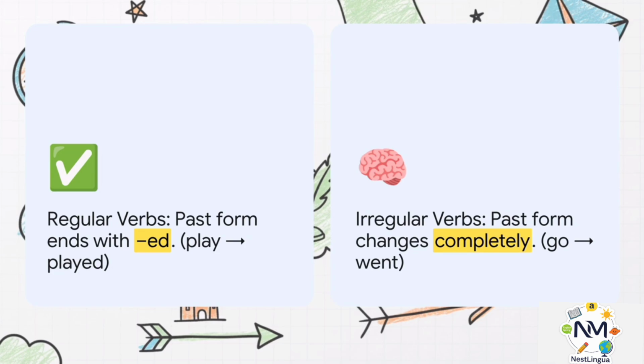So, verbs change into their V2 form in two main ways. Regular verbs are the easy ones. You just add ed to the end. So play becomes played. Simple. But then you have the irregular verbs. Yeah, these guys are the tricky ones. They don't follow that rule. They change in their own unique way, like go becomes went. There's no secret trick for these. You just have to learn them.